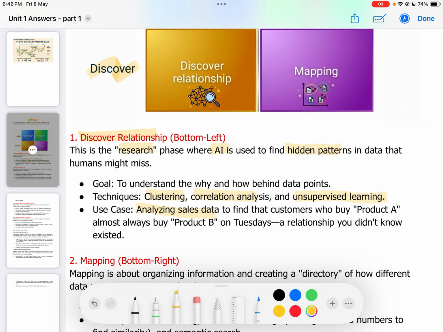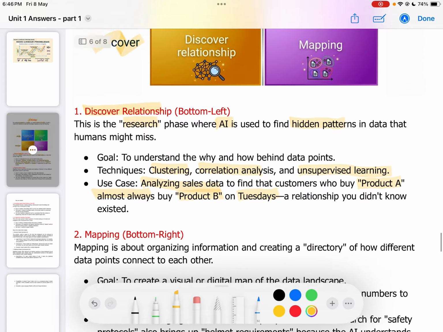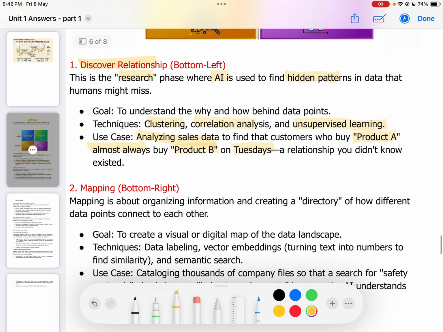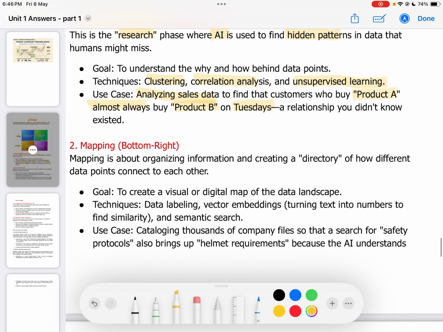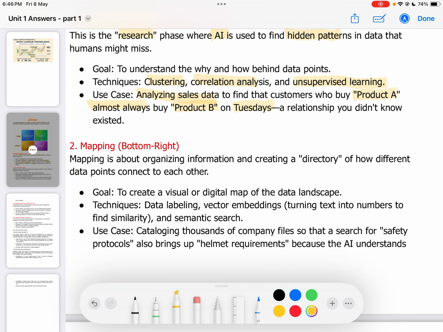A use case example is analyzing sales data of, let's assume, a big store. A customer buys product A almost always. Second is product B on Tuesdays. A relationship you did not know existed. As the owner of the shop, we may not know why this person is buying, such a trend. So these kinds of patterns are analyzed by AI.